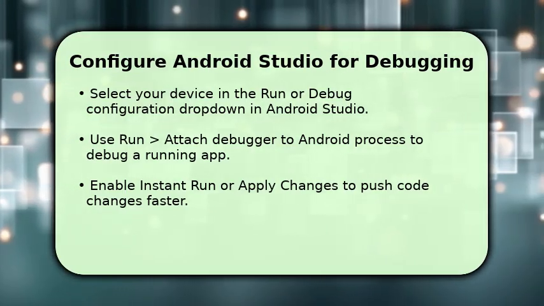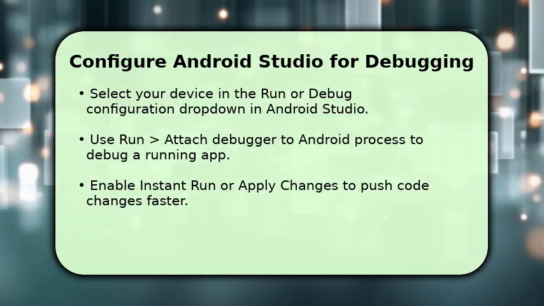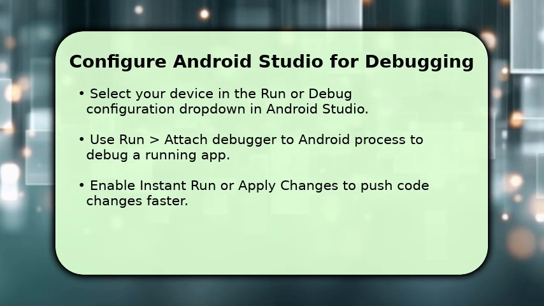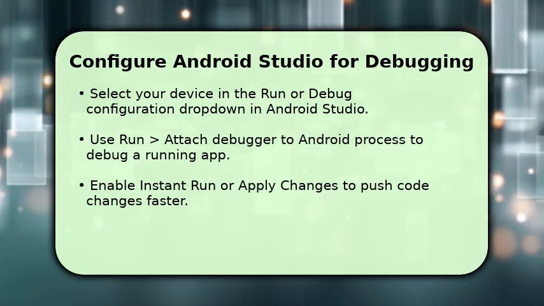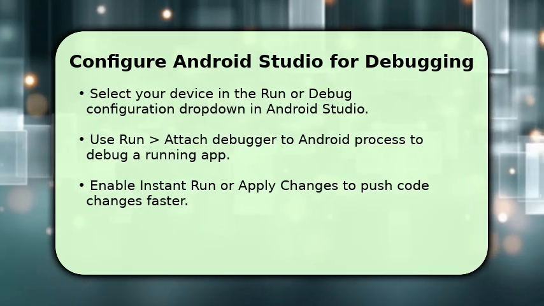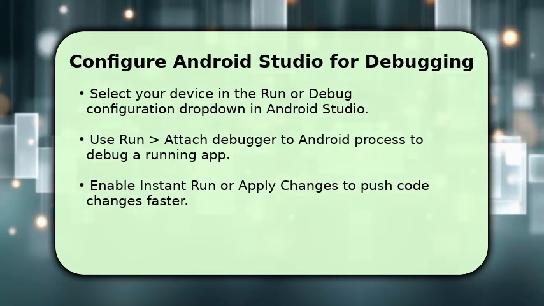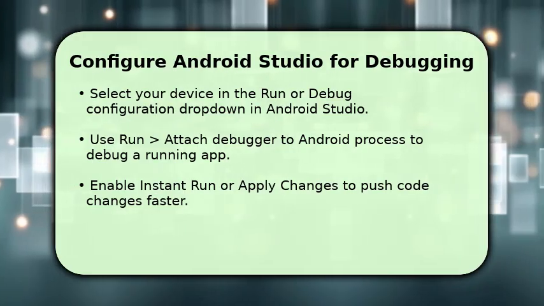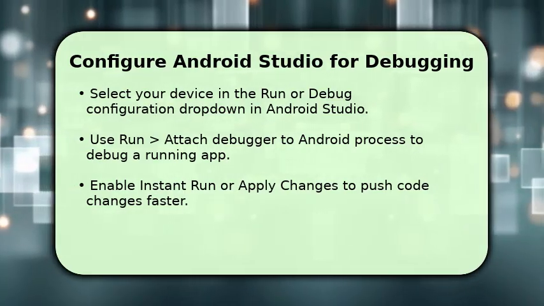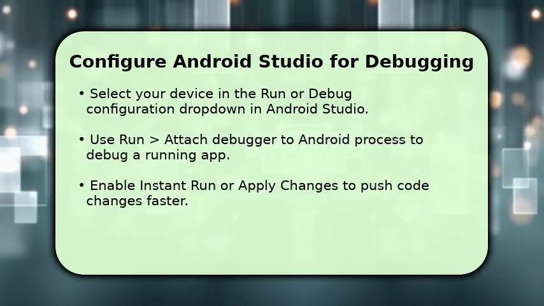Use Run and then Attach Debugger to Android Process to debug a running app when needed. Enable Instant Run or Apply Changes to push code changes faster during iterative development sessions. Monitor the Logcat panel and use breakpoints in Android Studio to inspect variables and execution flow effectively.